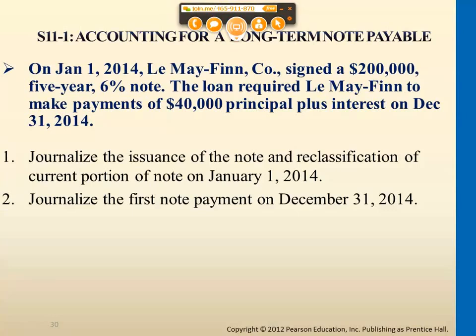Okay, first entry, how do we journalize this? Issuance entry and classification entry. What do we debit and credit here? Cash we're receiving, right? And then credits, long-term notes payable, right?